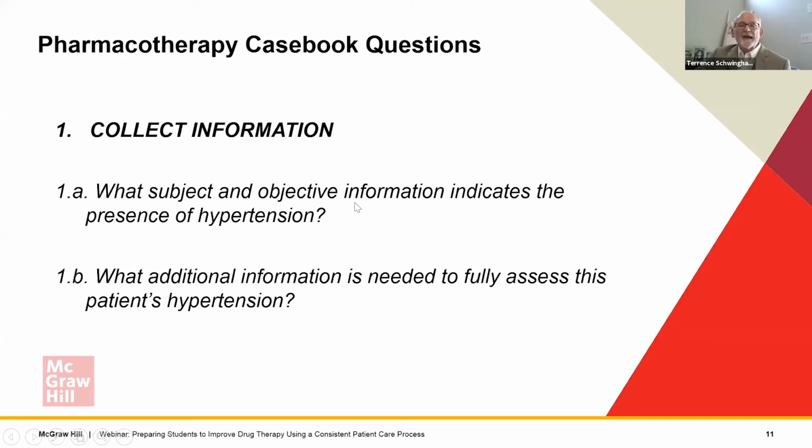After the reader is convinced that yes, the patient has hypertension, what additional information is needed to fully assess the patient's hypertension? If you look at the casebook, you'll note that for many cases, not all of the necessary information is provided. The reader is expected to think, not just use what's in front of them, but think, what is missing? What else do I need to know before I make a full assessment and recommendations for treating this patient's hypertension?